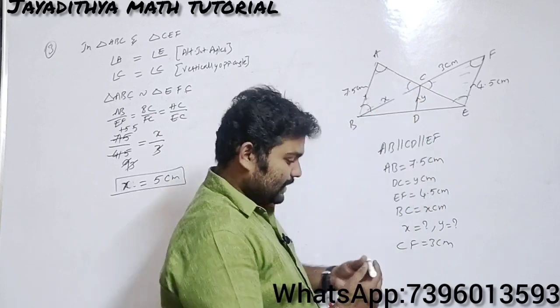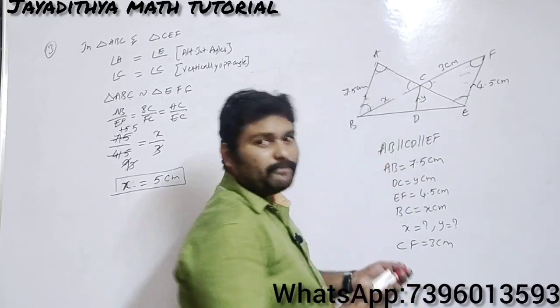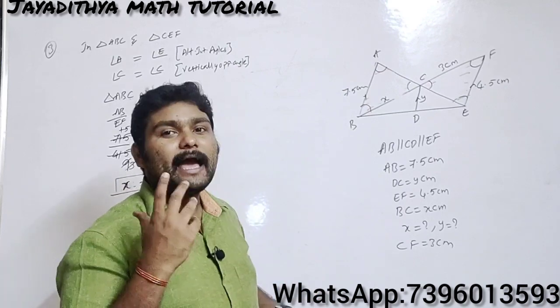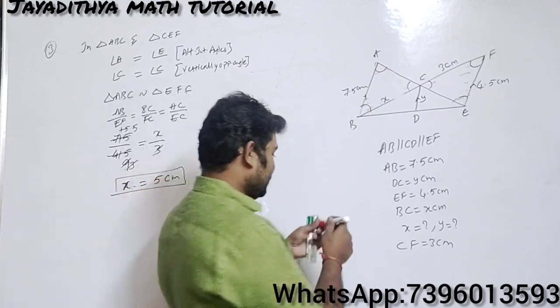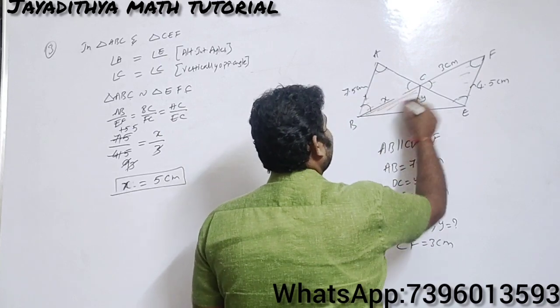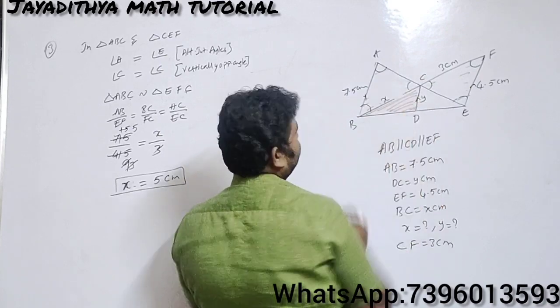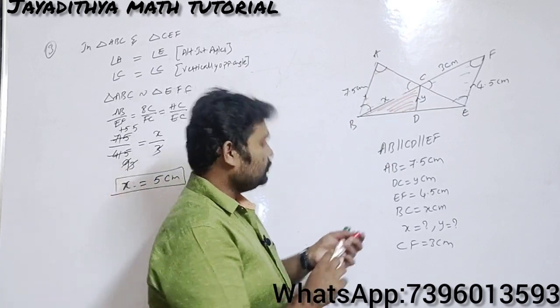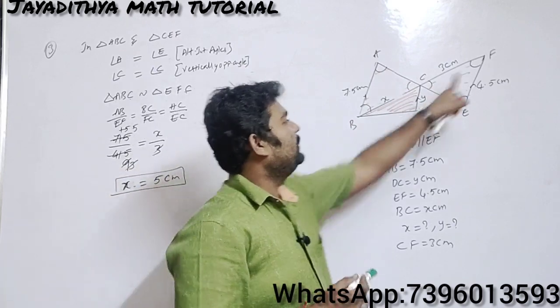See here, what are the triangles I am taking here? This is very, very important. In this complete chapter you should focus on what triangles we are taking and what conditions we are applying here. In this case I am taking the triangle BCD. Why? Because in BCD I have X and Y. And I'll also take the complete triangle BFE.